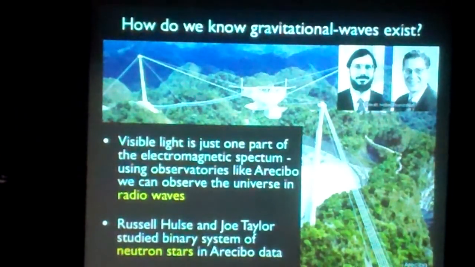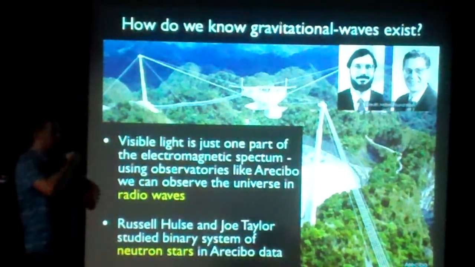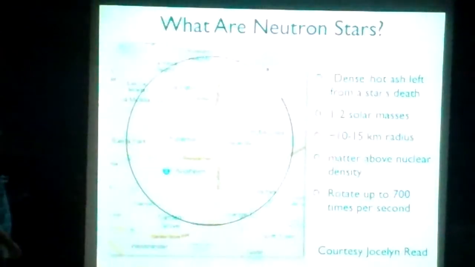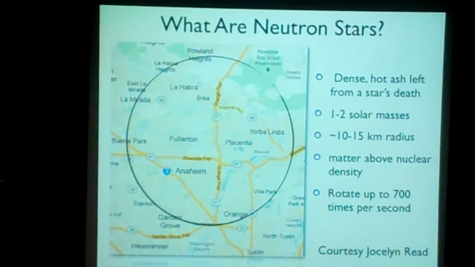So, visible light is just a part of the electromagnetic spectrum. Using observatories like Arecibo, we can observe the universe in radio waves. Russell Hulse and Joe Taylor did this to see two neutron stars that were going around each other. A neutron star is the dense hot ash that's left after a star's death.